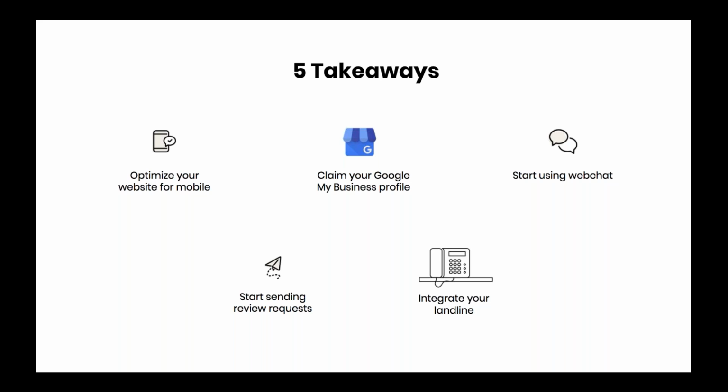Number 3, start using WebChat to connect with customers. Great way to make it really easy for them to reach out. Number 4, start sending requests via text message. Make it short, make it simple, make it easy. Again, texts have a really high probability of being opened compared to email, and it just makes the process a lot simpler for the customer. And last but not least, integrate your landline. You can do this with BirdEye, or you can use another texting software, but we really recommend it. It's a great way to connect with your customers with a number that they recognize.